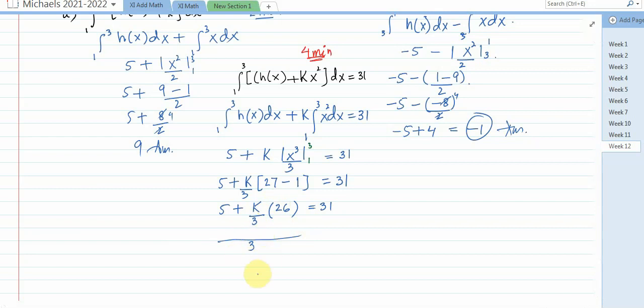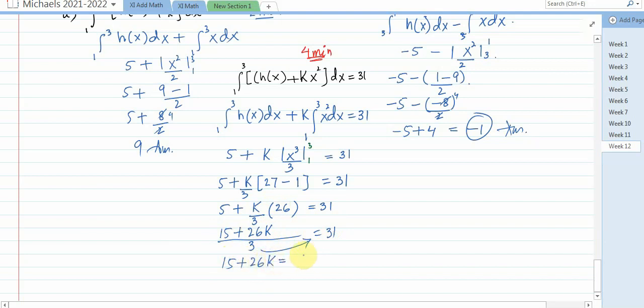So the LCM is 3. It will be 3 fives are 15 plus 26k is equal to 31. This 3 we need to shift, so it will be 15 plus 26k equals 3 thirty-ones are 93, and 26k equals 93 minus 15. Alright, so now 26k is equal to 93 minus 15, which leads to 78. So that will be 78, and k is equal to 78 divided by 26.